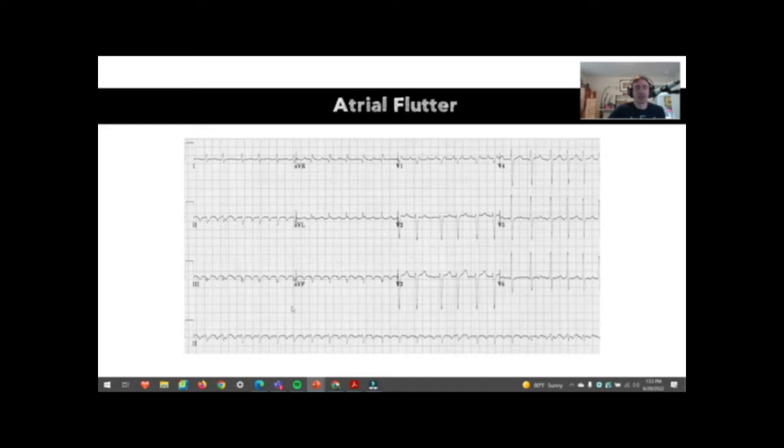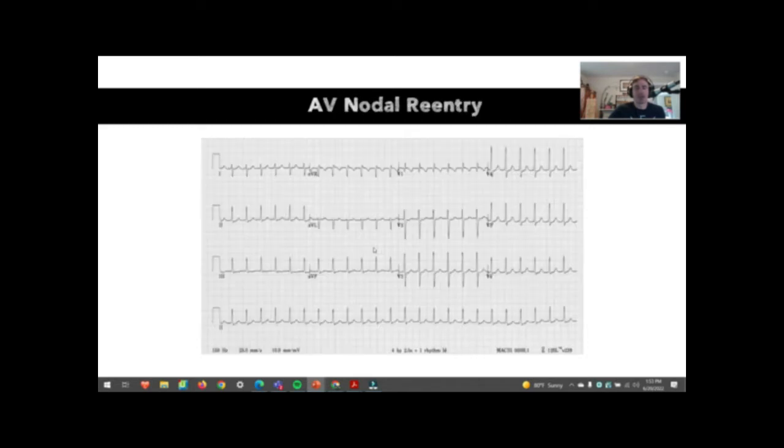And if you look at the inferior leads, like lead 3, you can see this sawtooth pattern. That's why it gets the name. So just picture that the QRS is not there. You'll see this undulation that looks like a sawtooth pattern.